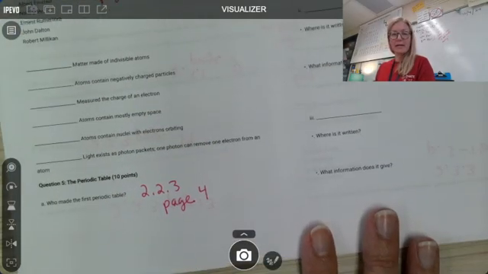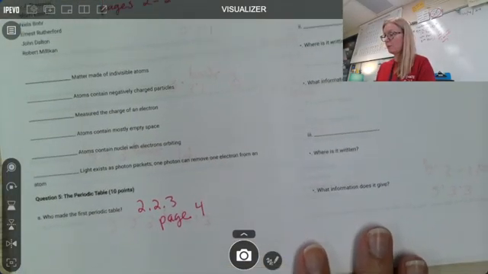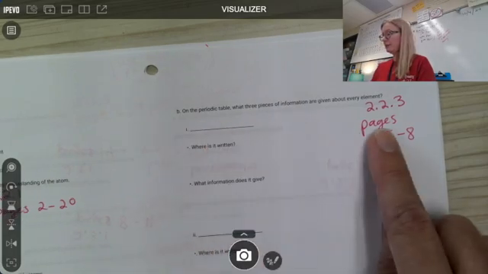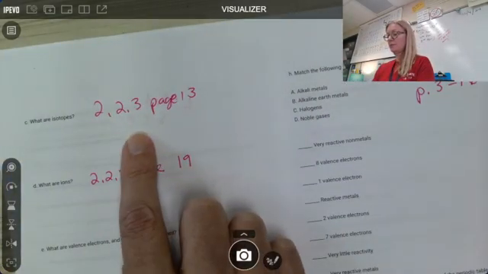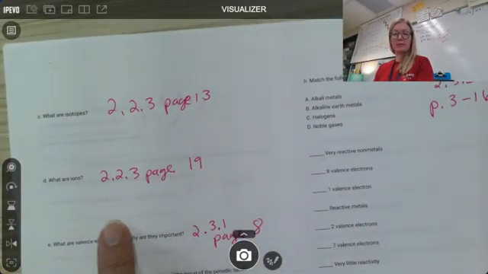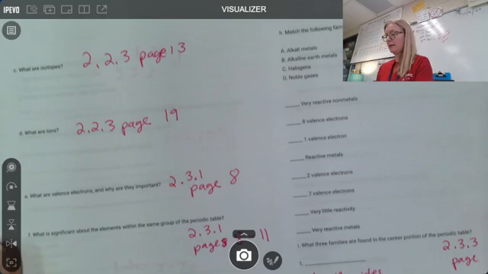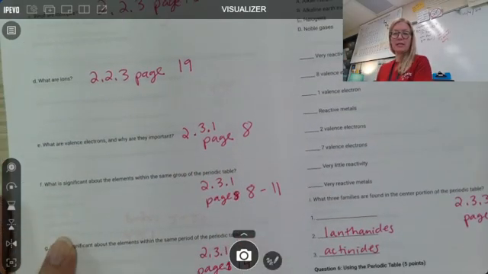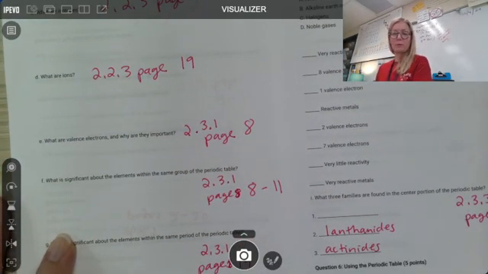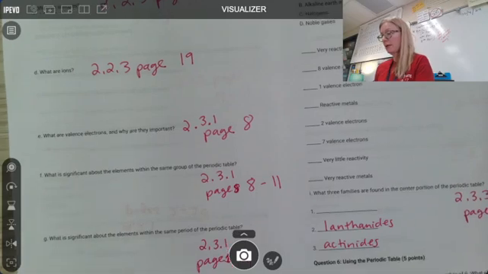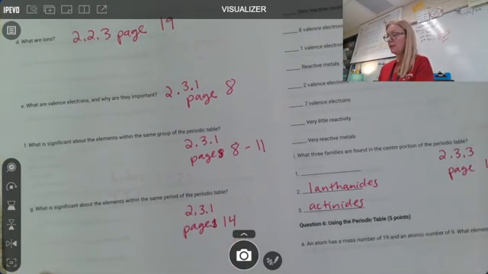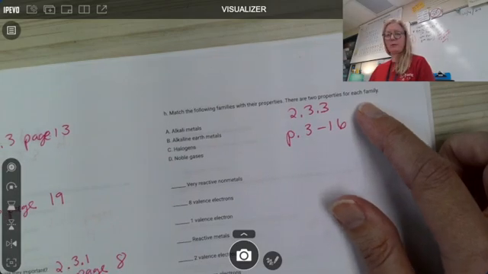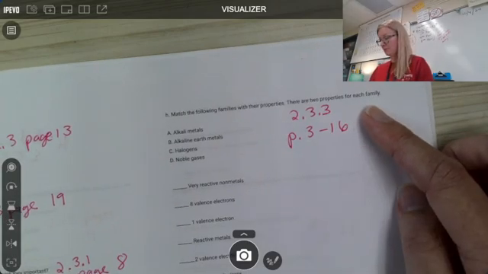Question 5A, look at 2.2.3, page 4. And for 5B, look at 2.2.3, pages 5 to 8. And then for C, 2.2.3, page 13. For D, 2.2.3, page 19. E, 2.3.1, page 8. F, 2.3.1, pages 8 to 11. G, 2.3.1, page 14. And for H, 2.3.3, pages 16 to 18.